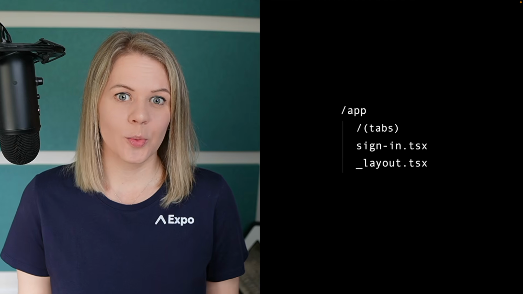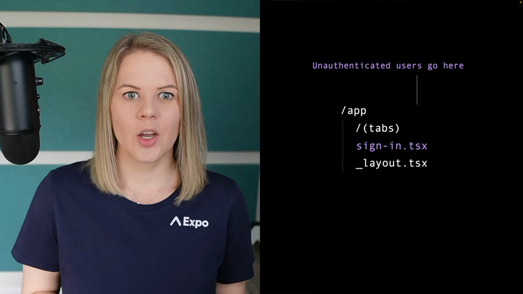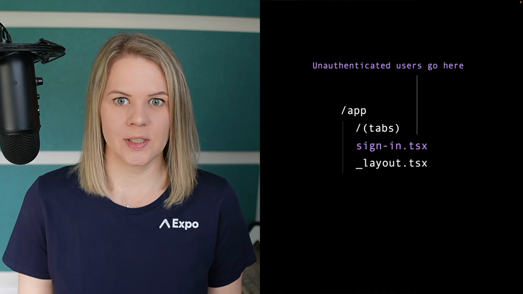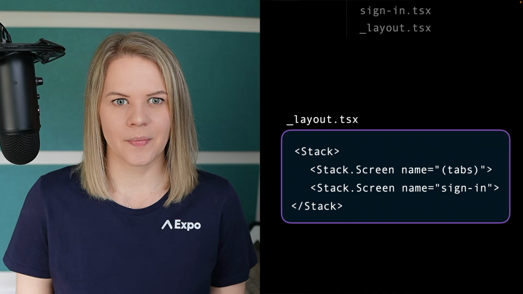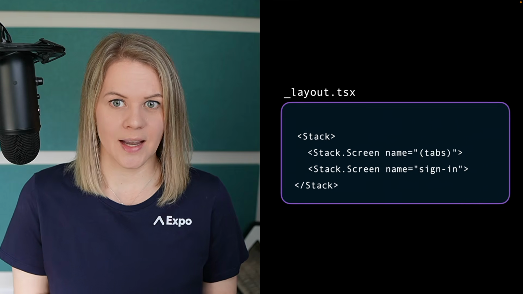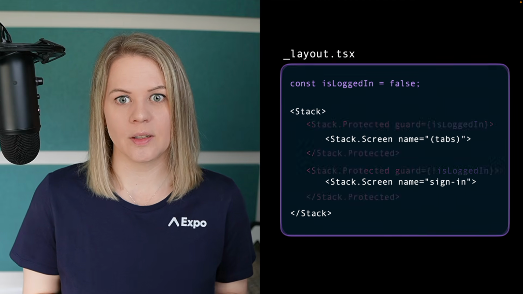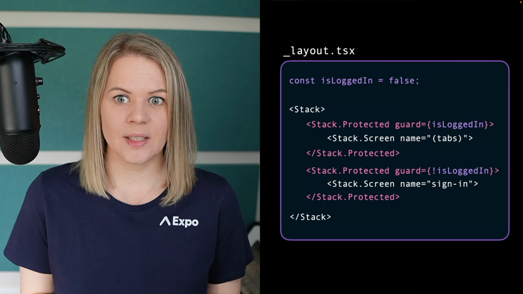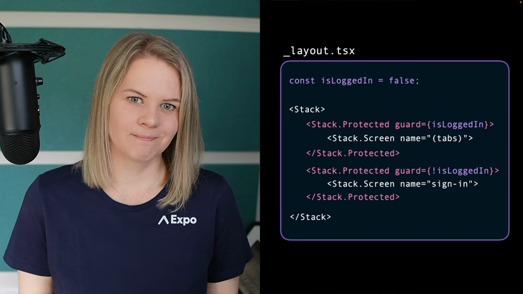Here we have a commonly used folder structure with a tabs folder and a sign-in screen. We want unauthenticated users to go to the sign-in screen and logged-in users to see the tabs layout. All we need to do here is to wrap both of these screens in a Stack.Protected. This component takes a guard prop so that when guard is true, the screens in this stack may be accessed, and if false, they cannot.